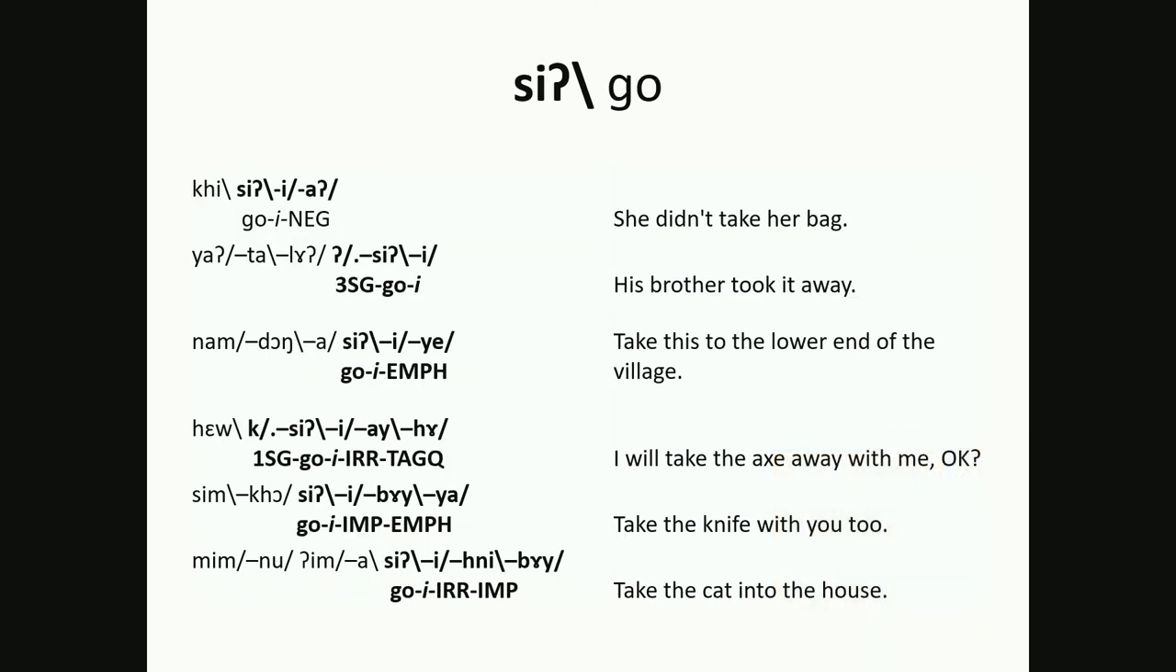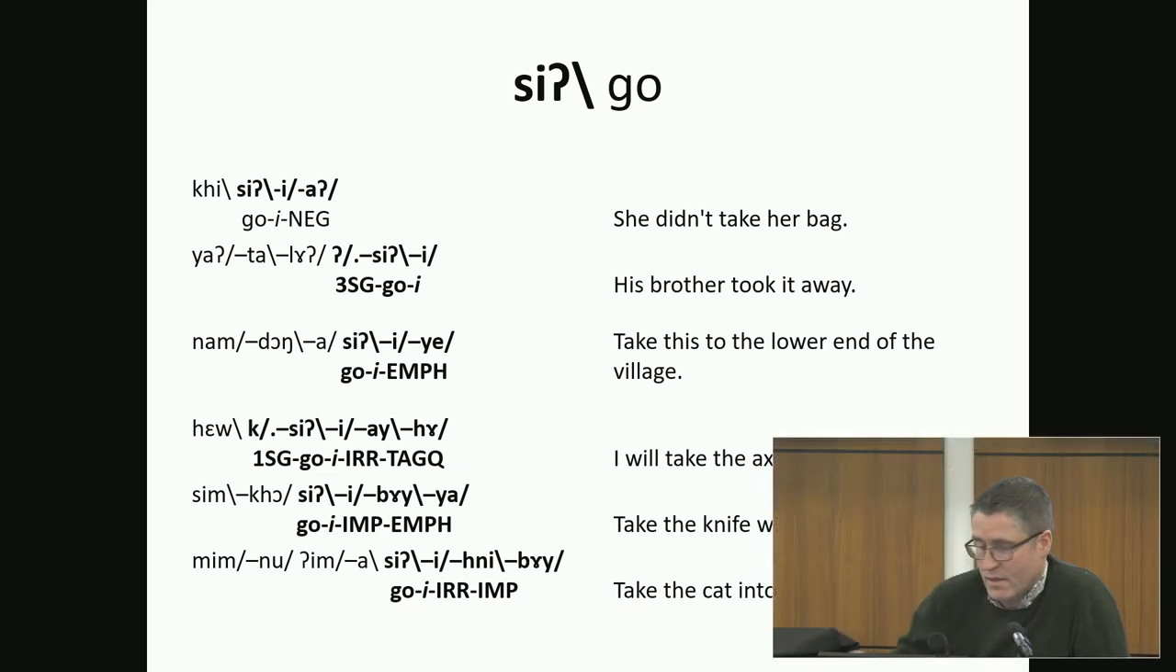Right, so seat to go, as mentioned before, so she didn't take her bag, she didn't go taking her bag with her. His brother took it away, so yata le, so le is your topic marker, marking the brother, and the e tells you that the brother went and was taking something somewhere that isn't mentioned in the sentence. Take this to the lower end of the village. So Namdong is the lower part of the village.